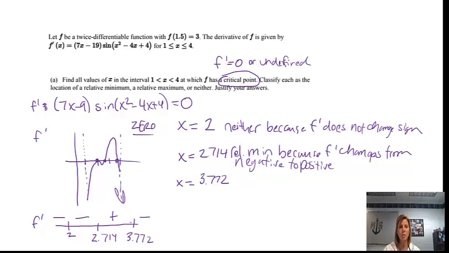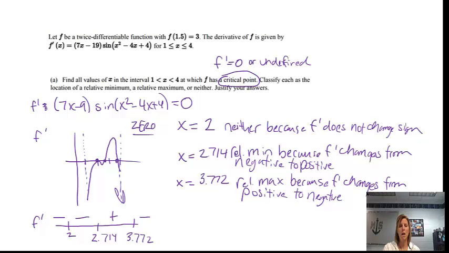I notice that f prime changes from positive to negative, so we know that that is where a relative maximum would occur. So it's a relative maximum, and it is because f prime changes from positive to negative. All right, so far, all right.